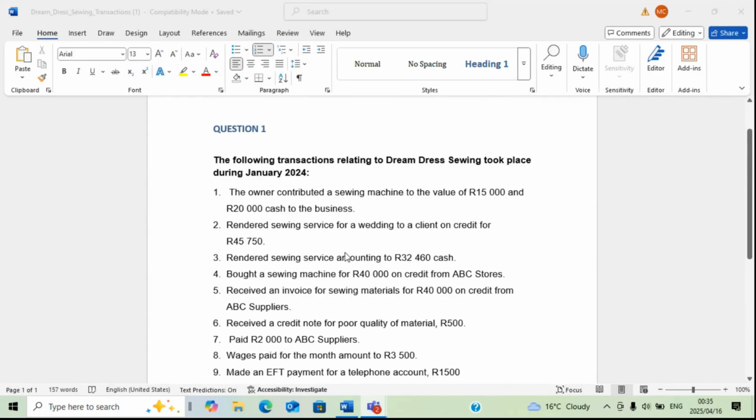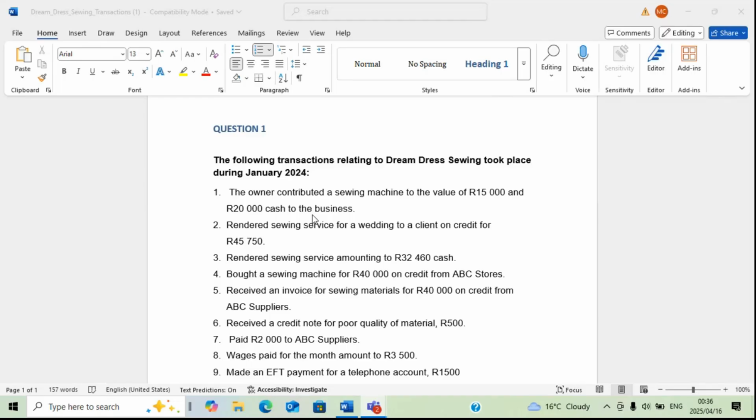They say the following transactions relating to Dream Dress Sewing took place during January 2024. Transaction number 1: the owner contributed a sewing machine to the value of 15,000 and 20,000 cash to the business, right? When the owner is contributing some resources into the business, those resources are capital, right?